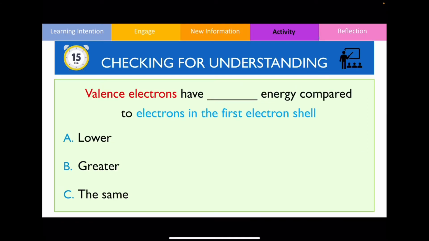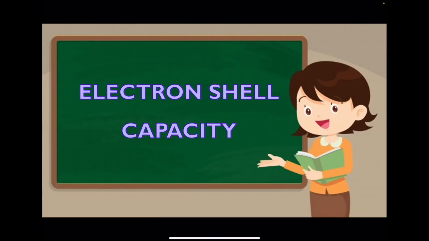Have a go at answering this question. This question wants you to compare the energy levels of a valence electron compared to electrons found in the inner shell. The answer to this question is that valence electrons will have greater energy compared to electrons found in the first shell.